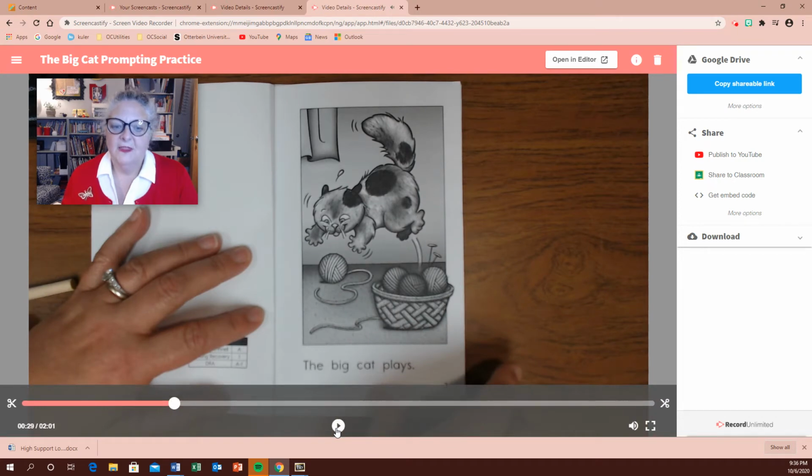Okay, I would say every time you see a word, you have to say a word. This page says the big cat plays. I'm going to point on top and you point underneath and we'll read it together. Every time we see a word, we say a word. Here we go. The big cat plays. Did it match? That's what good readers do. They make it match. Okay, next page.